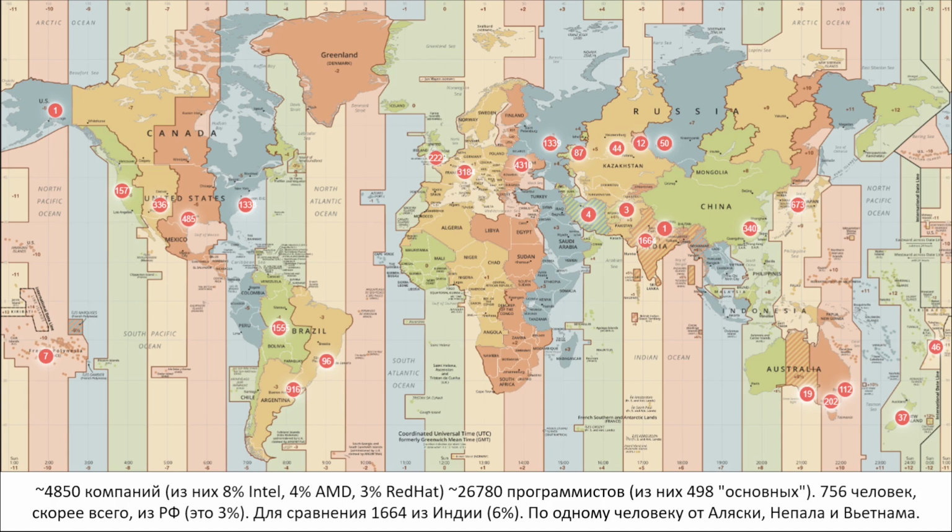These 500 people wrote the majority of the code. Overall, if you look at how many Russians were likely to commit to Linux, it turns out to be about 756 people. By comparison, in India, 1,600 people were committing there. But there is an interesting point here.